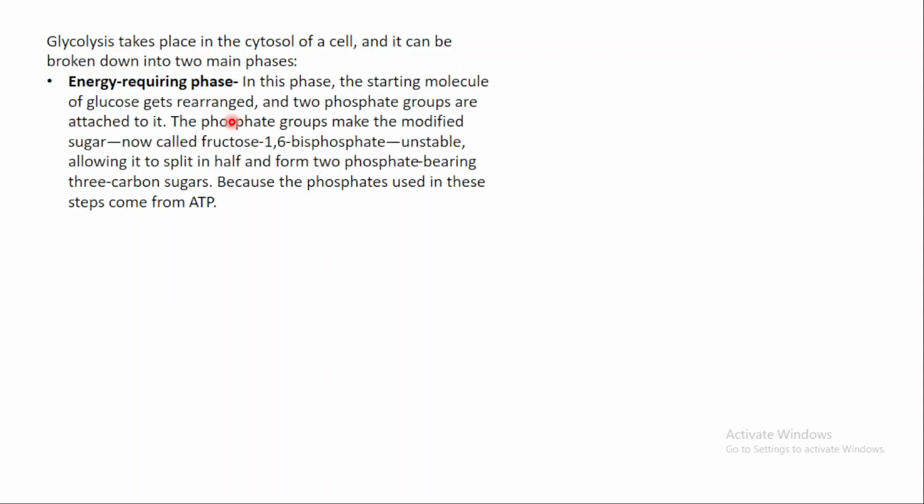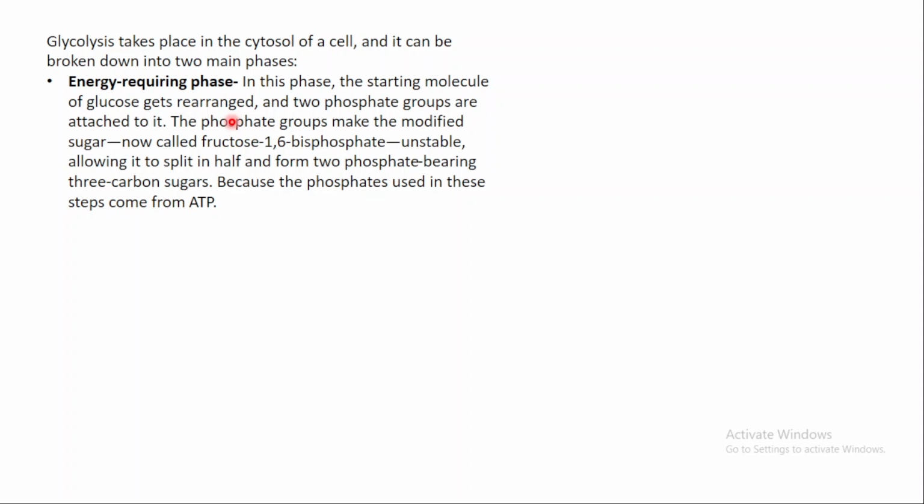So if we summarize glycolysis, glycolysis takes place in the cytosol of a cell and it can be broken down into two main phases. So if you look at glycolysis, we can divide glycolysis into two main phases. The first phase is the energy requiring phase, in which ATP molecules are used in the process of phosphorylating the 6 carbon glucose.